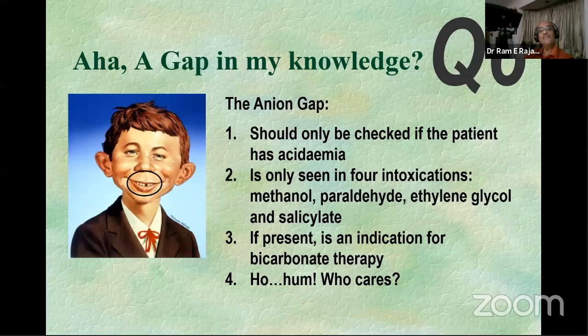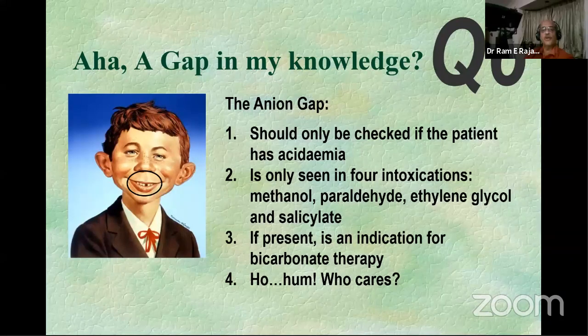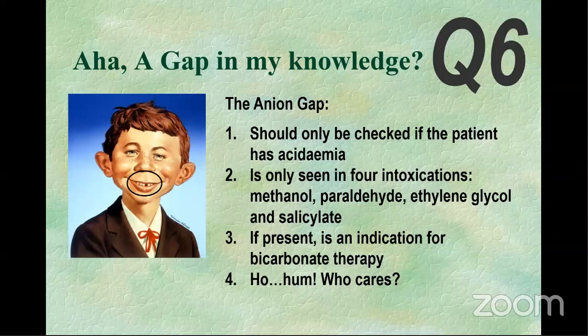Okay, number 1. First thing is the anion gap depends on whether it's a positive anion gap or a normal anion gap. Now I'm asking you a question over here. Should it be checked only in a patient with acidemia? So if the patient comes over here, the pH is completely normal. Would you check an anion gap or not? Yes, I will check, sir. Why? Might be the patient is in a compensatory phase.